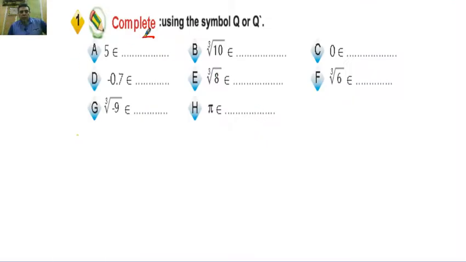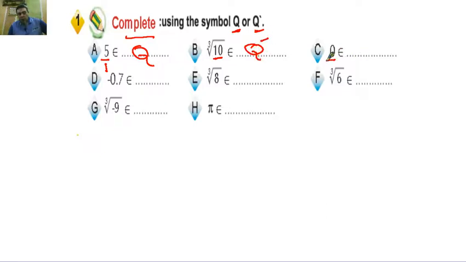In this example, complete by using Q or Q dash. 5 belongs to Q. We can put 5 in the form a over b and b is not equal to 0: 5 over 1. So 5 belongs to Q. The cube root of 10: we can't find a number multiplied by itself 3 times that equals 10. So 10 is not a perfect cube, then cube root of 10 belongs to Q dash.